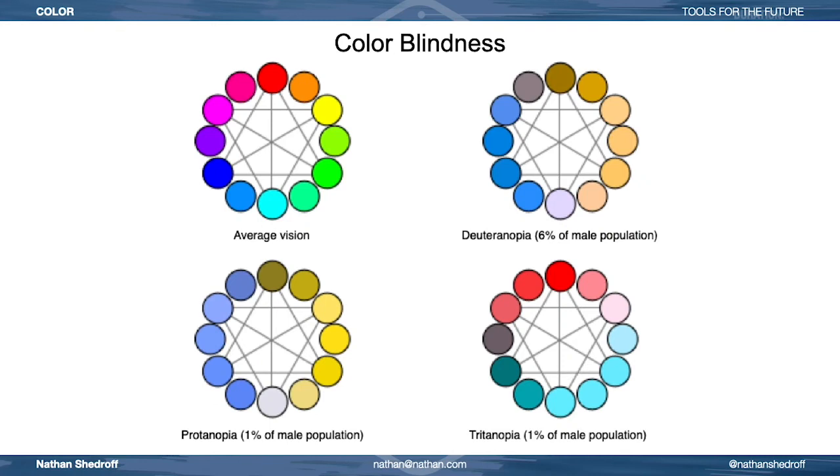And of course, there are a percentage of people in the population that have varying types of color blindness. Not that they're blind to color, but that they don't pick up subtle differences between all colors. These are things that we should keep in mind if we hope that our products are usable by as many people as possible.